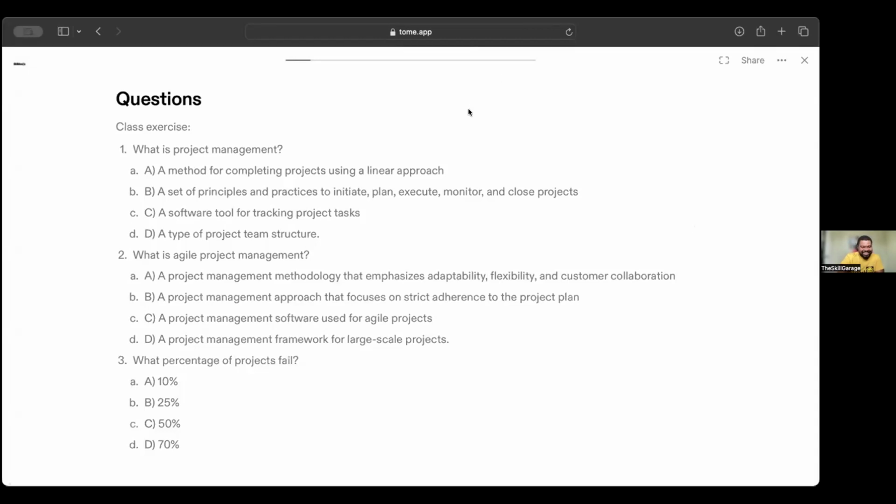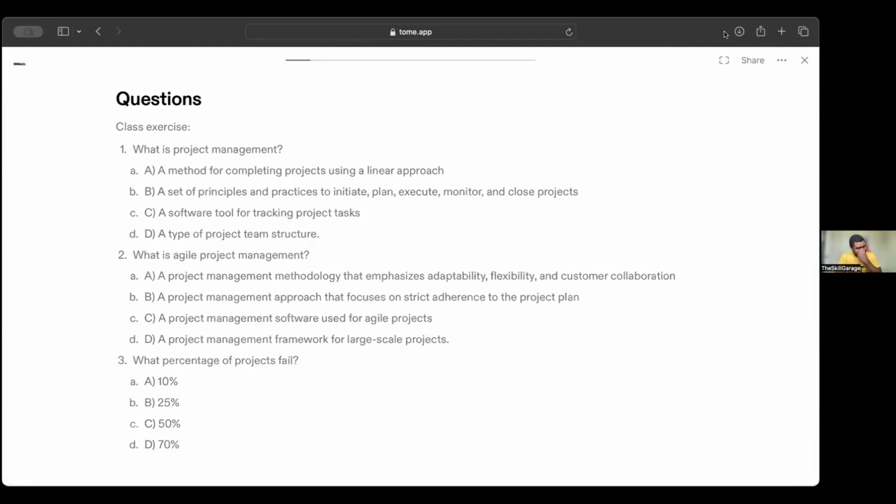Okay, guys, I want to get started by giving you a question. It doesn't matter where your experience lies within project management. You could not even be within the project management sector, but what is project management to you? Is it A, B, C, or D?